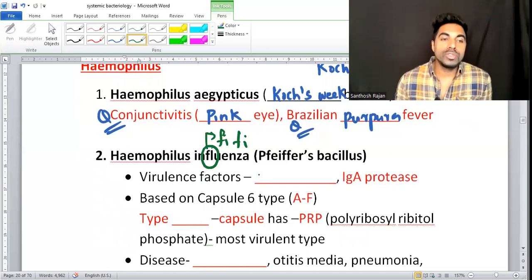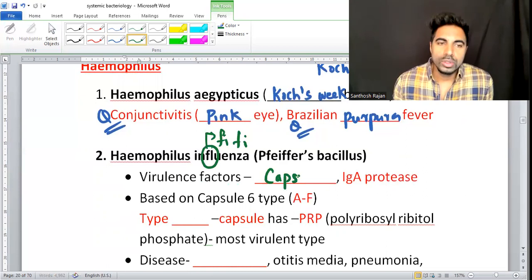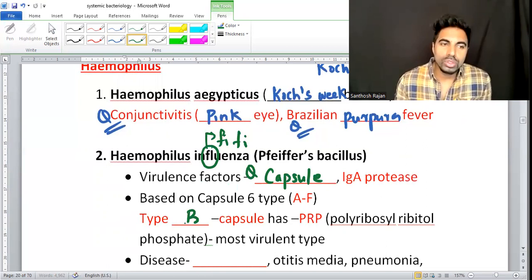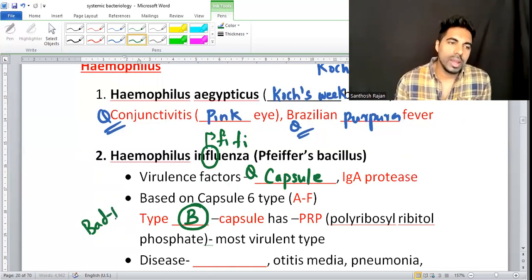Now the virulence factor again. It causes meningitis, so definitely it has what? A capsule. The capsule is the main virulence factor, apart from IgA protease. That's the question. Based on the capsule, we have types A to F. Among them, type B is the most virulent. B for bad boy. B is a bad boy. B is bad. Okay.